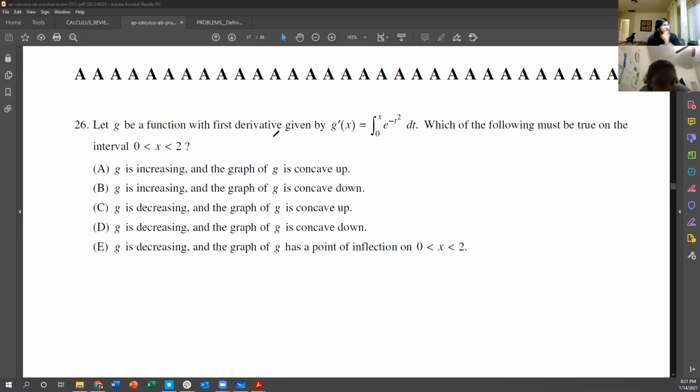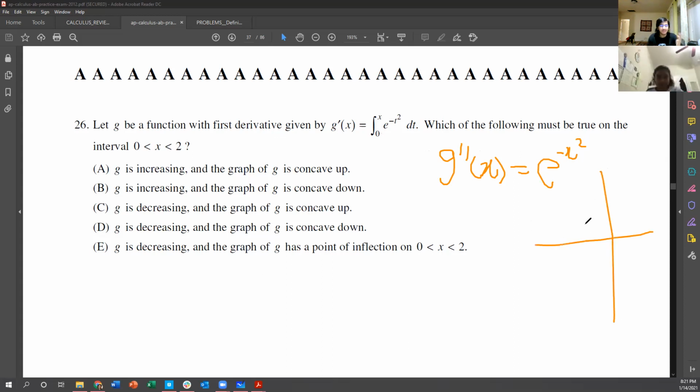So from 0 to 2, here's what we do know. g double prime of x is going to equal e to the negative x squared. I know this, I don't know if you know this, that's the Gaussian curve. It looks something like this. I can use that prior knowledge to my advantage. On 0 to 2, I know it'll be concave down.